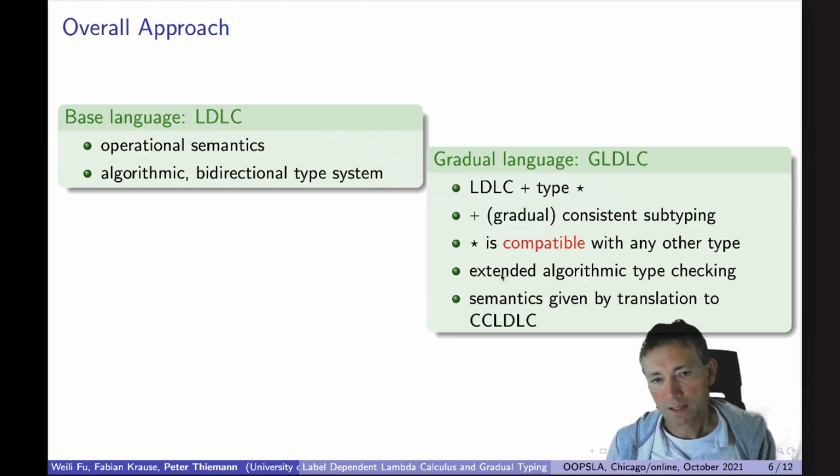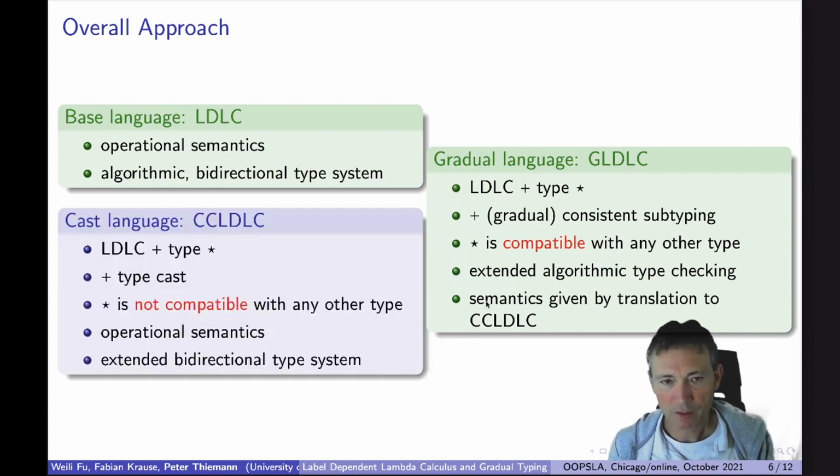To make that work, we extended algorithmic type checking, and the language by itself has no semantics, but its semantics is given by translation to yet another language, which I'm going to uncover in a minute. Note that the green boxes here denote the surface languages. These are the languages that are actually accessible to the programmer.